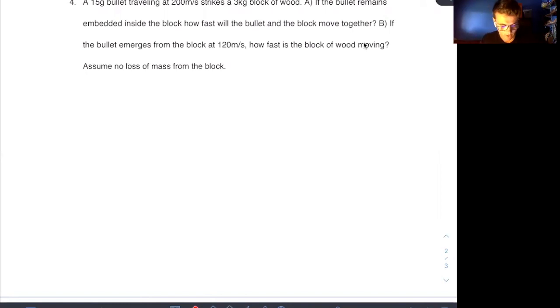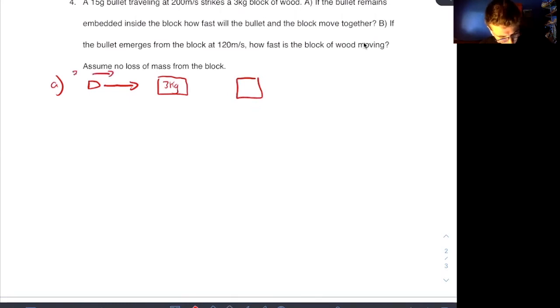Okay, or the bullet. So for this one, part A, if the bullet remains embedded inside the block, how fast will the bullet and the block move together? So we got a diagram. Bullet, it's going this way, and it's going to hit a block of wood. This block of wood is 3 kilograms. The bullet is traveling at 200 meters per second, and the bullet is 15 grams, which is 0.015 kilograms.